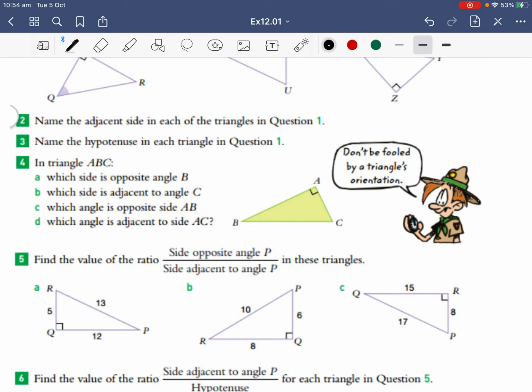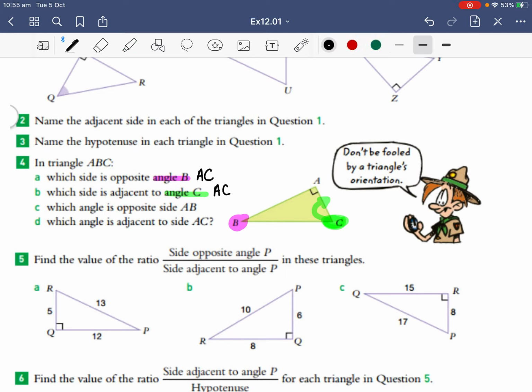Okay, so now in question 4, we want to look in triangle ABC and work out which side is opposite angle B. So angle B is this angle here. We want to see which side is opposite angle B, which would be the side AC. Then part B asks us which side is adjacent to angle C. So we want to go to angle C, which is here. Okay, I'm going to keep angle B highlighted pink. And so for angle C, the side that is adjacent to it is the side that is between that angle and my right angle, which is this side here, which is side AC.